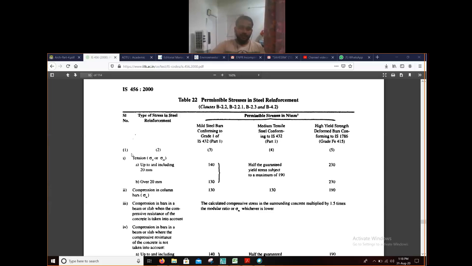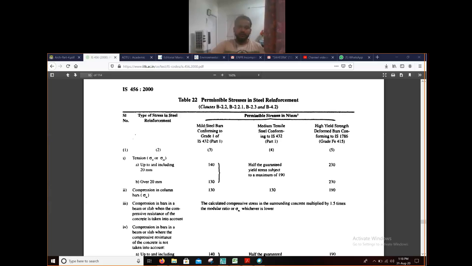Now we are providing, in a single reinforced beam, reinforcement in the tension zone. So we have to see only these values, not the compression in column bars, only this tension value. Because in a single reinforced beam, we are providing our steel only on the tension side. So we will see only this value.